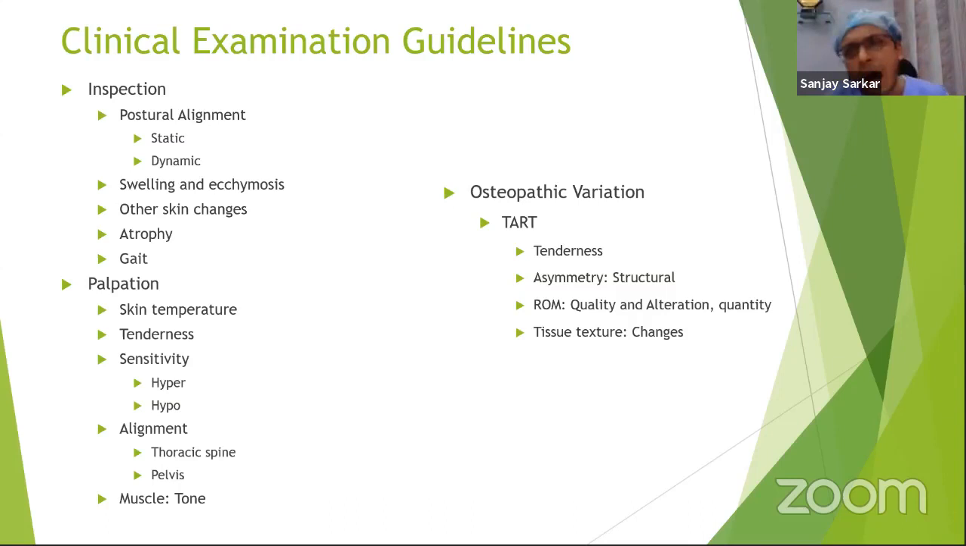And then the left column right over here, this is under the clinical examination guidelines. This is the osteopathic variation that the American School of Osteopathy has come up with and said, okay, why don't we use an acronym called TART. TART is nothing but tenderness, asymmetry, ROM, and tissue texture change. Tenderness is localized pain on pressure; you press and the patient says there is the presence or absence of tenderness. Now, asymmetry is essentially structural.